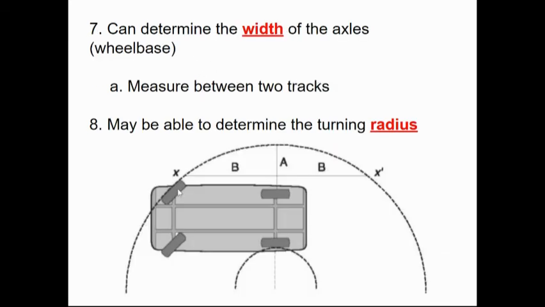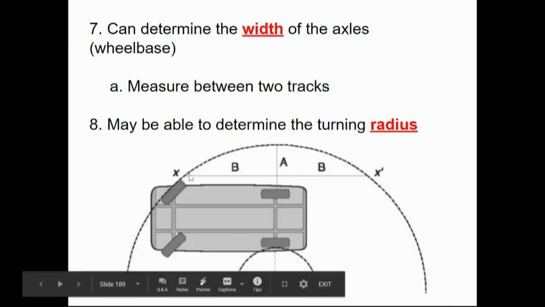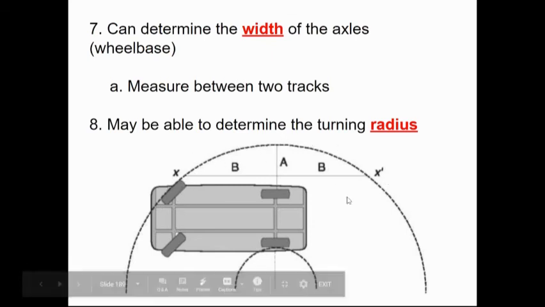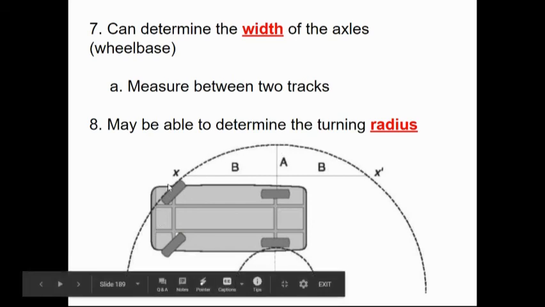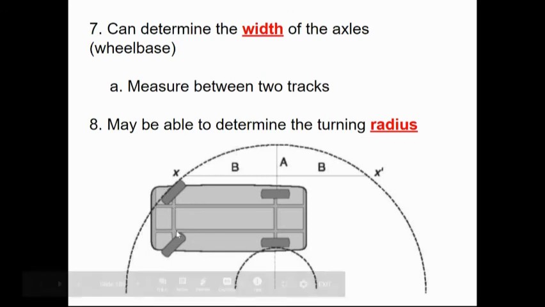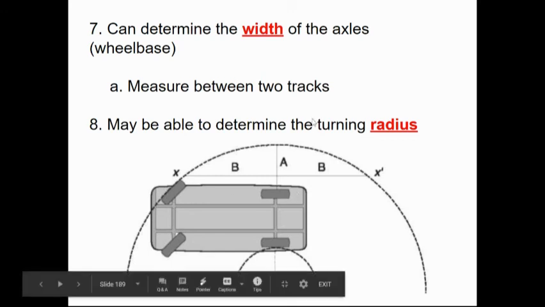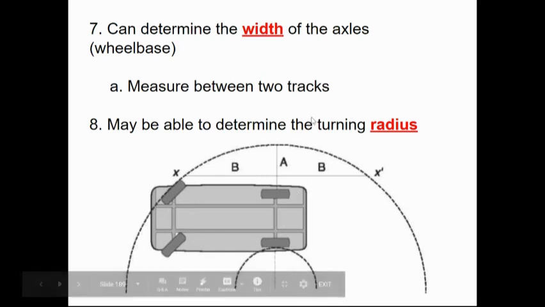In some cases, the distance between the two of these can tell you something about the width of the axles, from front and back wheels, or between the two. That can tell you something about what's called the turning radius. How sharply can this thing turn if you crank the wheels all the way? By taking some measurements based on those tracks, also, that's then going to tell you something about the vehicle.